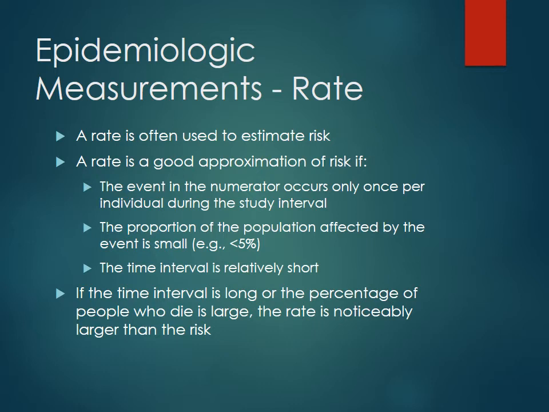So obviously, if I kept looking at these nursing homes over a period of 5 years, what do you think that would do to my mid-period population? Saying I had no new patients coming in or out. Decreasing. It would keep decreasing because I keep having 10% of that population die every single year. So keep that in mind. So again, if the time interval is long or the percentage of people who die is large, the rate is going to end up being noticeably larger than the risk. Because again, as that mid-period population keeps decreasing, as I increase the amount of time I have, the denominator is getting smaller, thus the rate is getting larger.